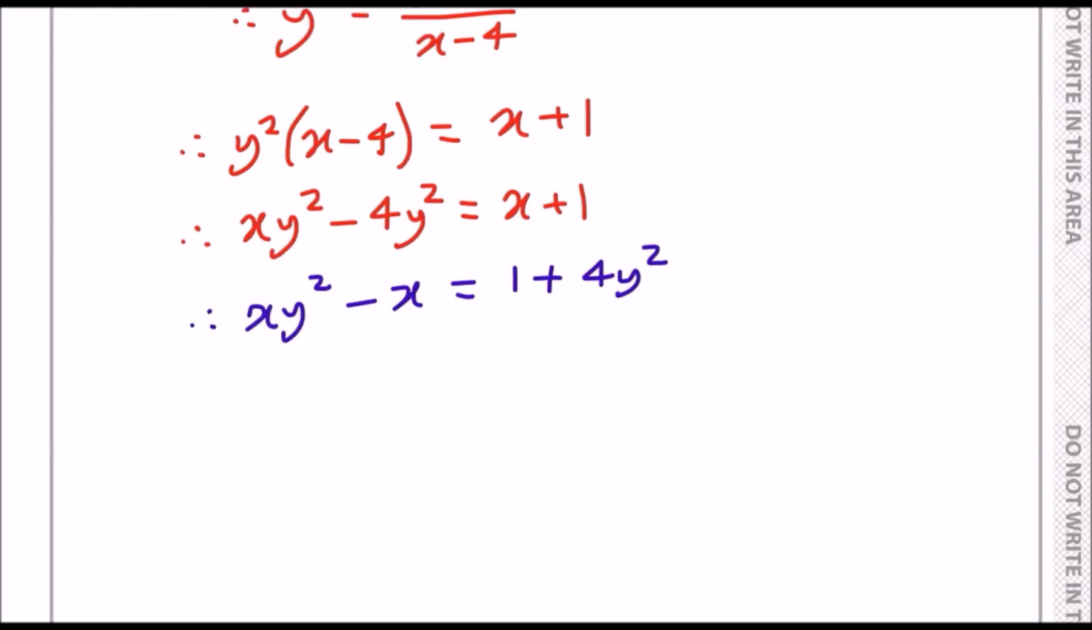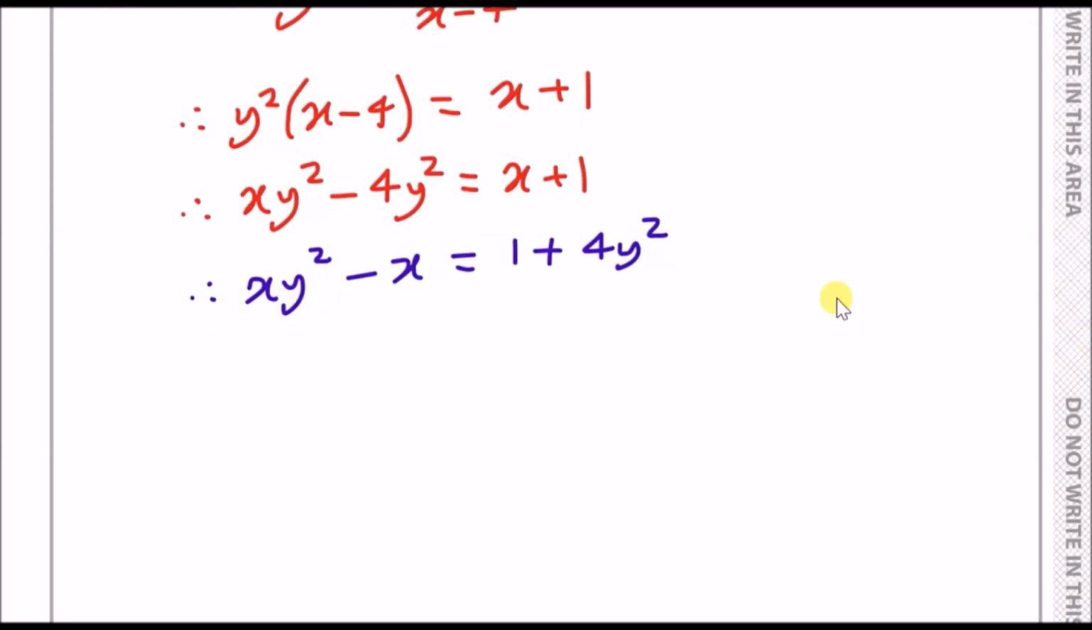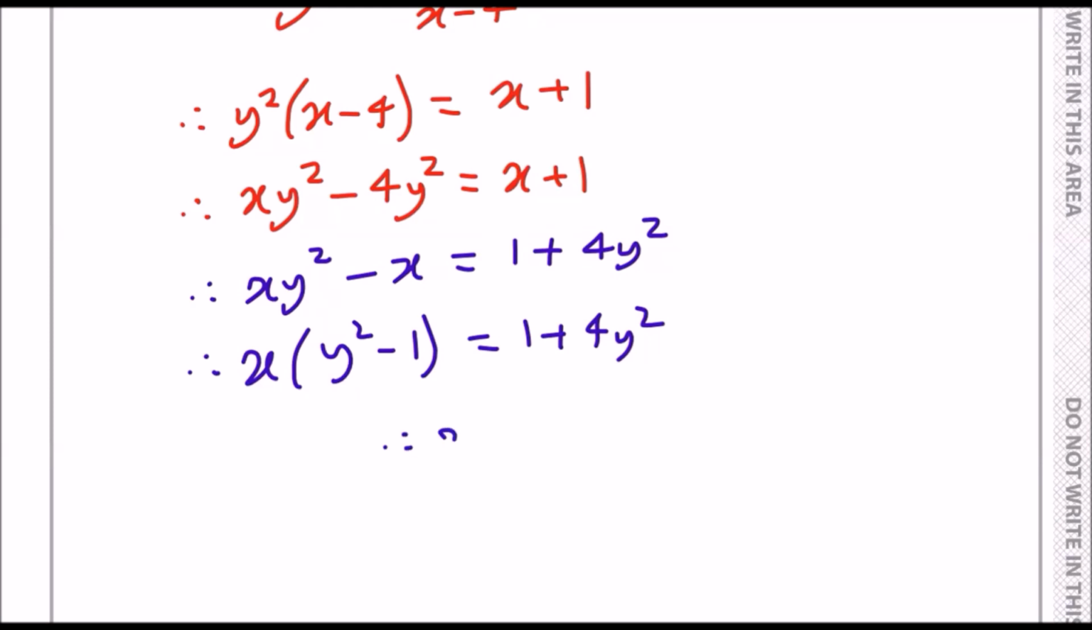Okay? So now we need to isolate x, and to do that, guys, we need to factorize x out, and we're left with x times y squared minus 1 equals 1 plus 4y squared. And then to make x the subject, just divide y squared minus 1 across, and you're left with x equals 1 plus 4y squared all over y squared minus 1. And you're done.